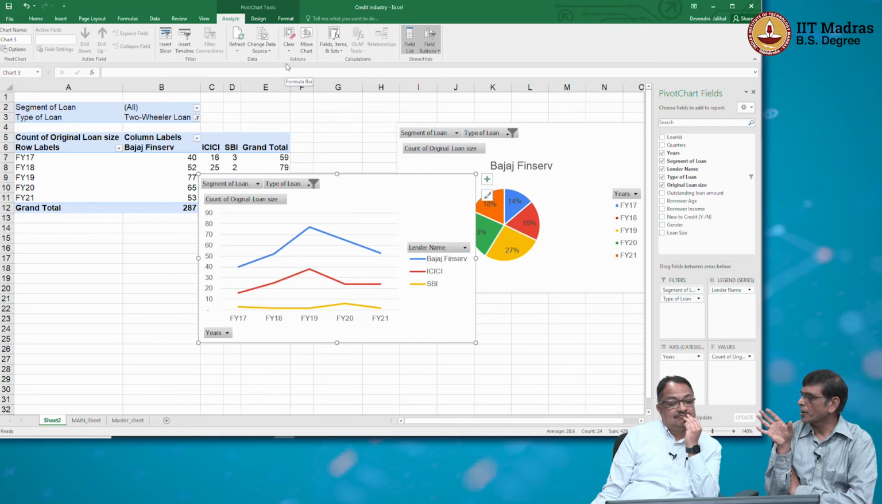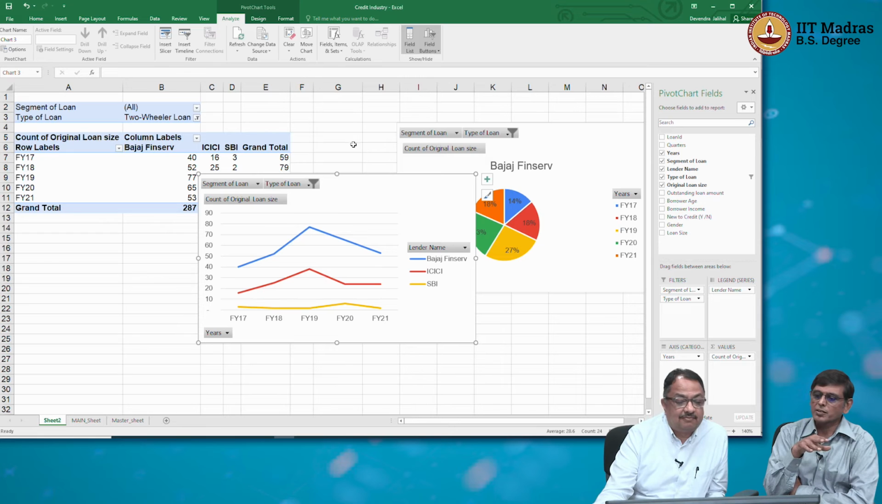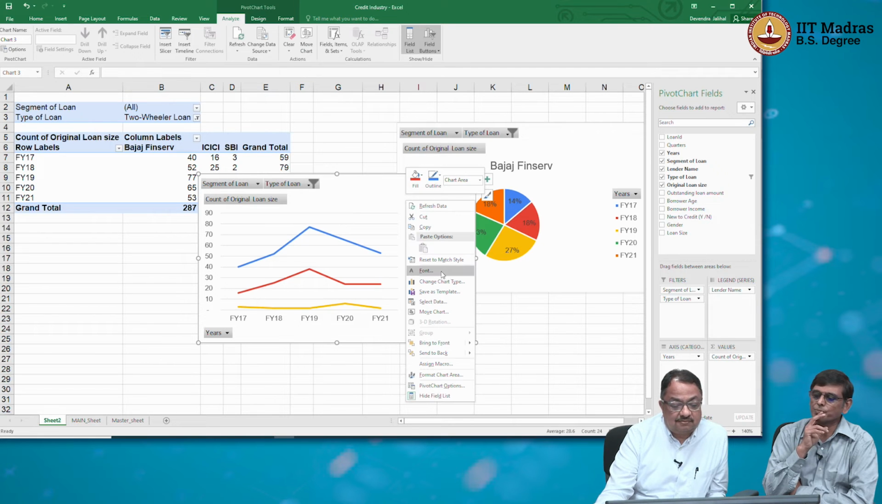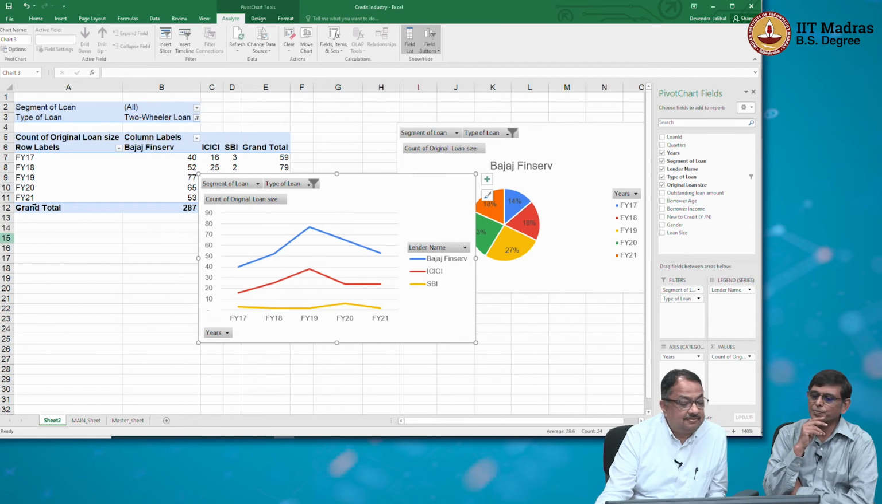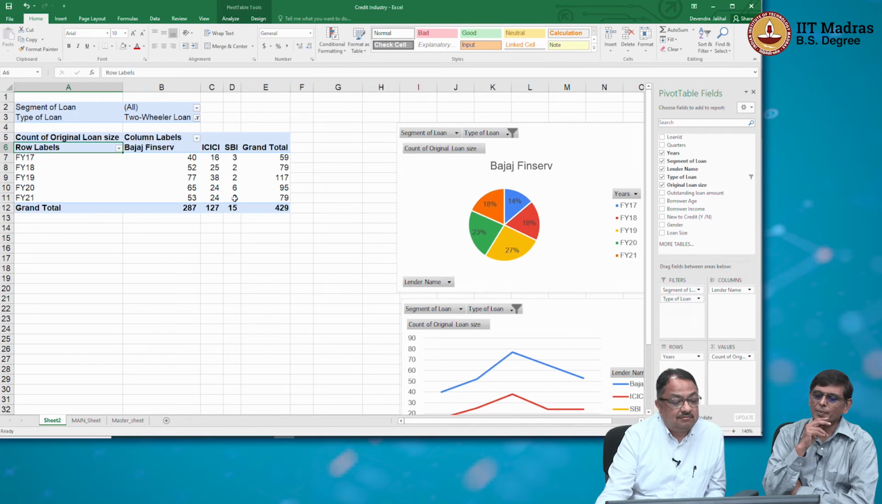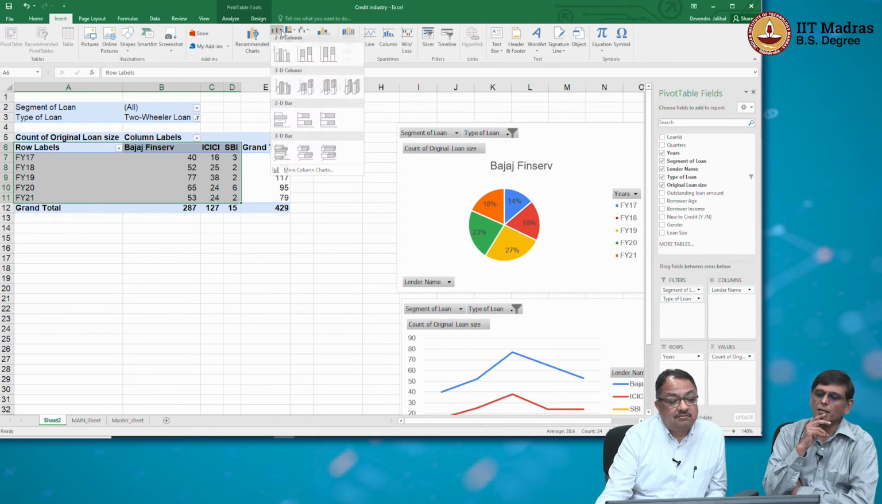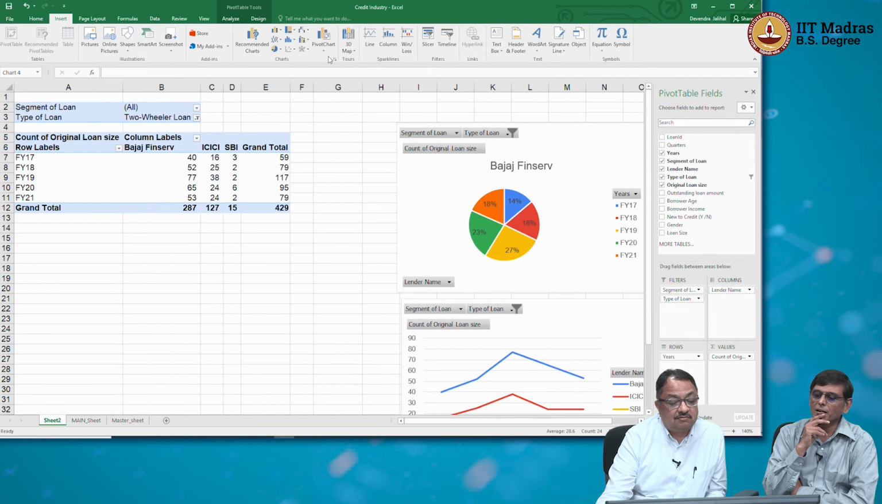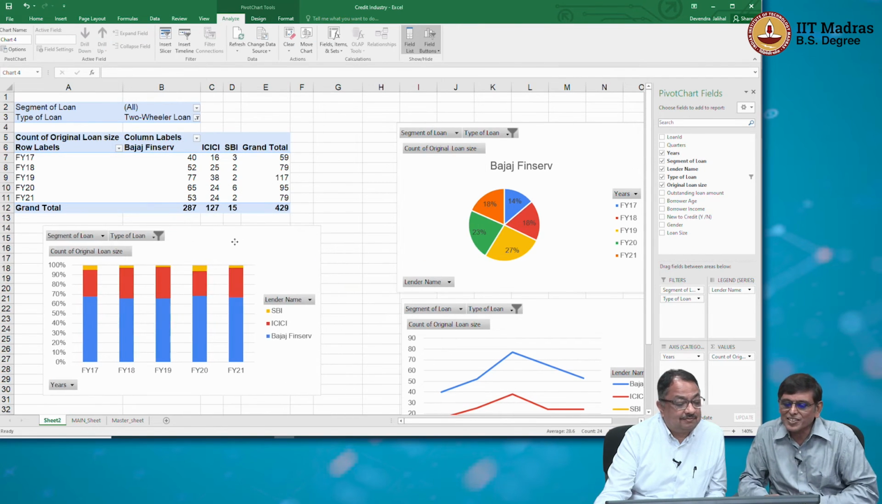I want year-wise market share, a stacked graph. We can do that. Stacked. Just let this be. Keep it somewhere. Copy it. This is a nice chart. It's just showing numbers. Correct. Like that. Nice. This is nice.